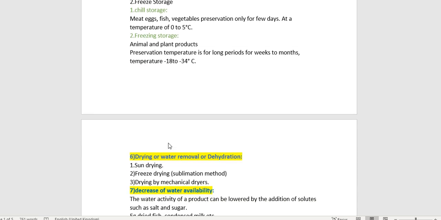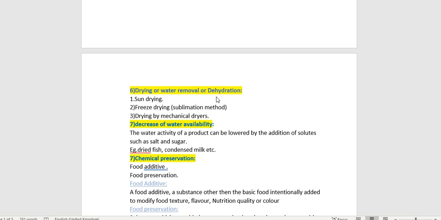Then we'll move to the sixth type of food preservation method, that is drying or removal of water or dehydration. Under this we are going to see sun drying, freeze drying or drying by mechanical dryers. Preservation of foods by drying has been practiced for centuries. For example, after the harvesting, the grains were sun-dried, isn't it? That is the most ancient practice that was used to preserve the grains. Most foods, however, contain enough moisture to permit action by their own enzymes and by microorganisms. So to preserve them, dryness and removal of moisture is necessary. For that reason only we are drying them.